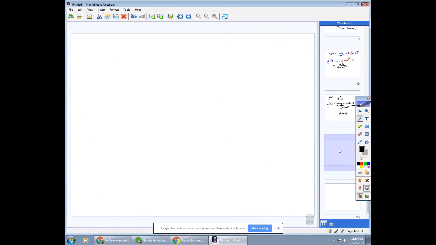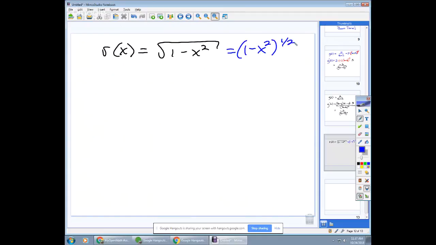How about r of x equals the square root of 1 minus x squared? Can we rewrite it with a half power exponent? Absolutely, that's an excellent first step. Good idea.